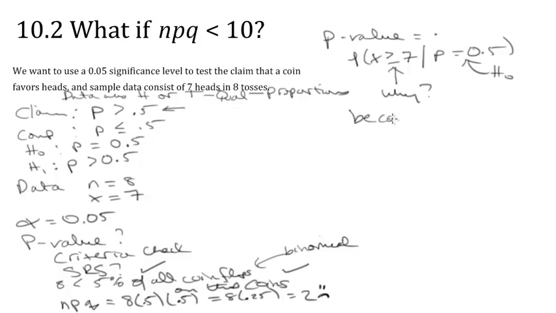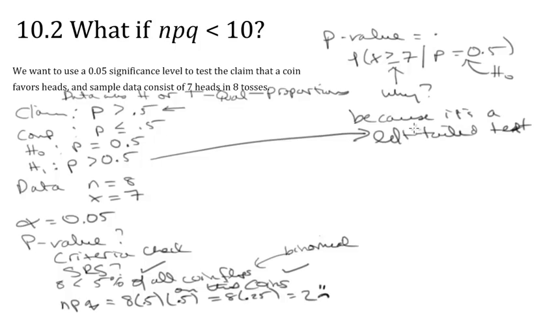Because it's a left-tailed test. Remember, my alternative hypothesis points in the direction of which tail I'm looking at. Here's my picture. Binomial distributions can be approximated normally, so it kind of looks like that. Here's my mean. I have to figure out what my mean is, but 7 is up here.